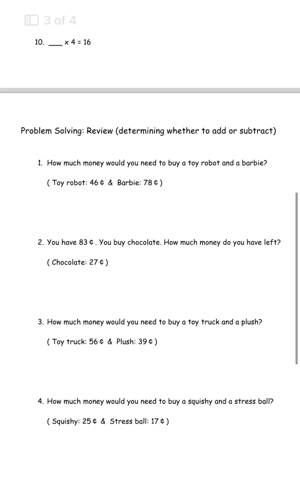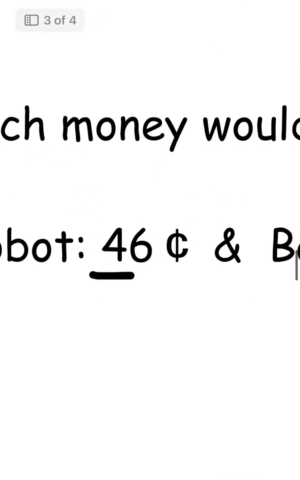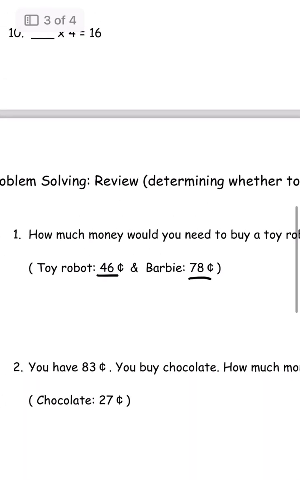So for this part, we have a problem-solving review. So we have to determine whether to add or subtract by looking at the problem. So let's look at number 1 then. Number 1 says, how much money would you need to buy a toy robot and a Barbie? So toy robot is 46 cents and Barbie is 78 cents. So we would have to add them together in order to see how much money we would need.